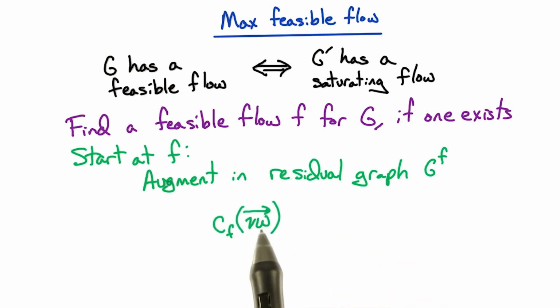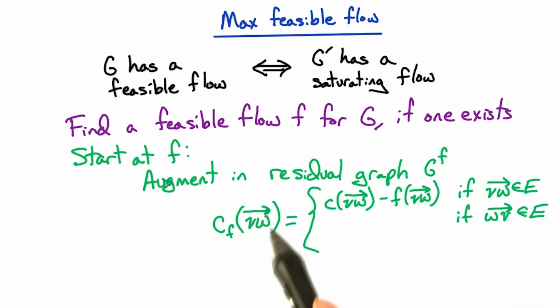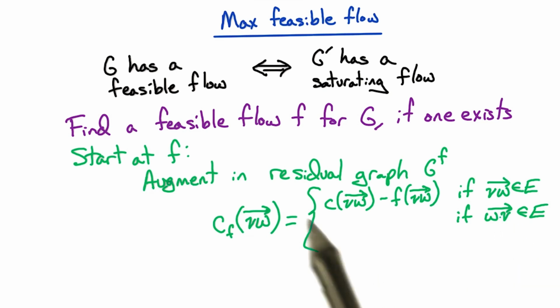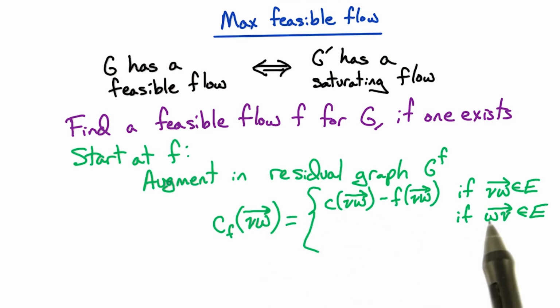Now the capacity of this edge from V to W in the residual graph for this current flow F. For forward edges, it's defined to be the leftover capacity. So it's the capacity minus the current flow. Now for reverse edges, so if there's an edge from W to V in the original graph, then we add the edge from V to W if there's flow from W to V. So normally in the residual graph, the capacity of this edge from V to W, this reverse edge, will be the flow along this edge.